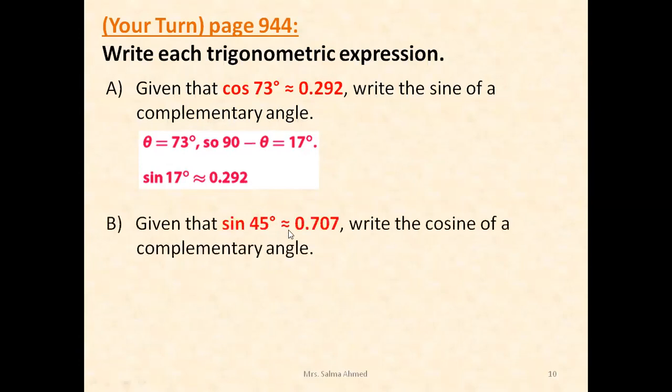Sine 45 is approximately 0.707. Write the cosine. So here we have theta, which is 45. So 90 minus theta equals 45. So I'm going to get the cosine of the complementary angle. So sine 45 is equal to cosine of the complementary angle, which is 90 minus 45, giving me 45. It gives me 0.707, which is the same answer.